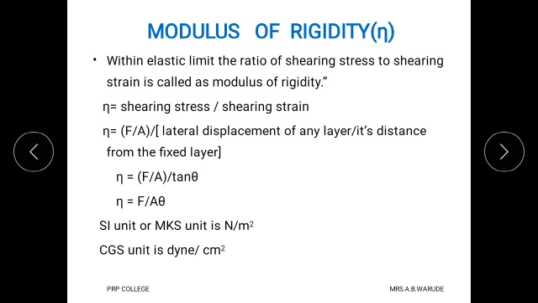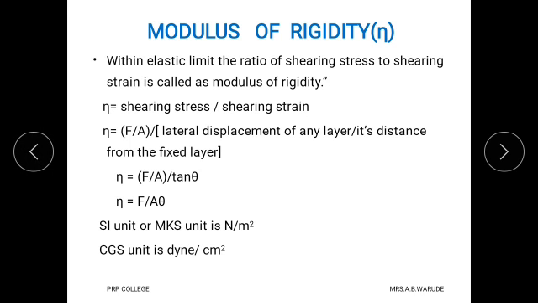But if theta is very small, then tan theta is equal to theta, and therefore the formula for modulus of rigidity is eta equals F upon A theta, where F means applied force, A means area, and theta means angle.